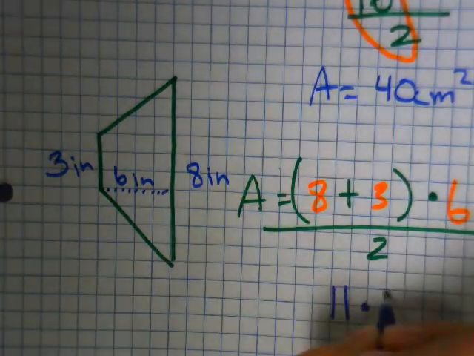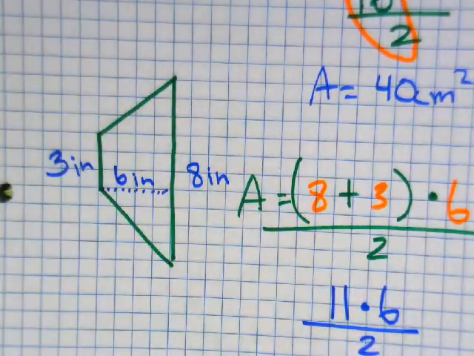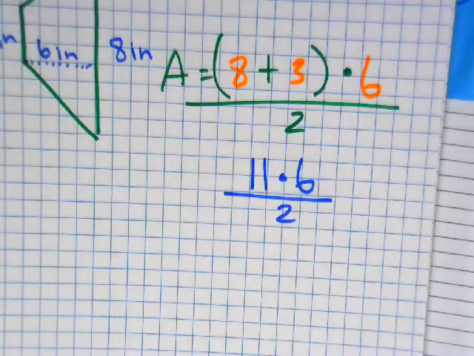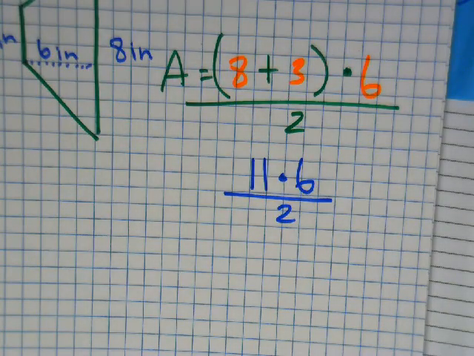11 times 6 divided by 2. Now, here's your choice. You can use your fingers. 8 plus 3 times 6. You can either take the shortcut and circle, divide by 2 right now, or you can do it the long way, the traditional way. Choose one way. If you circle the 2 that you want to simplify, or if you want to go the long way, go the long way.